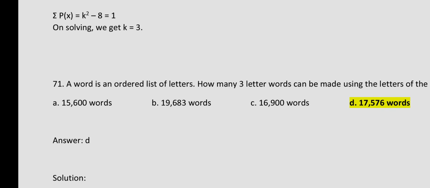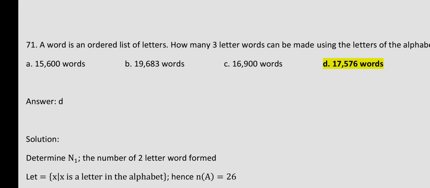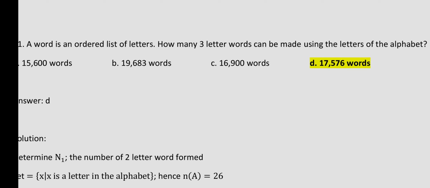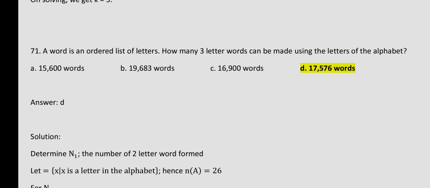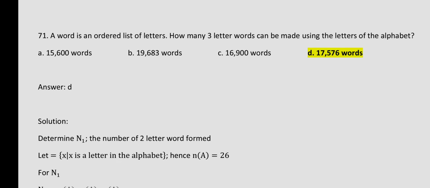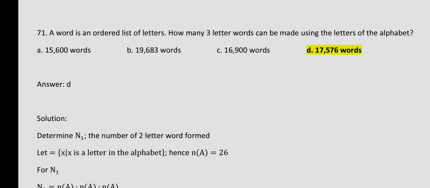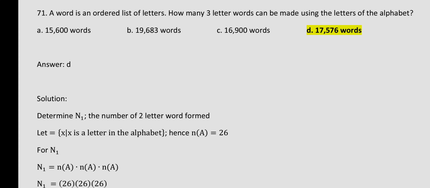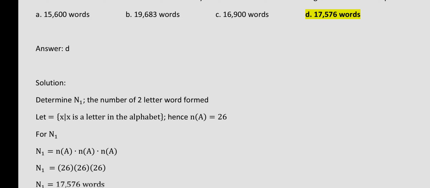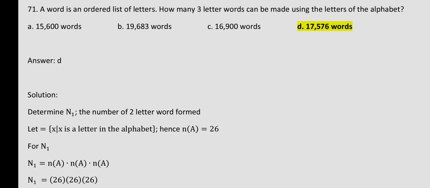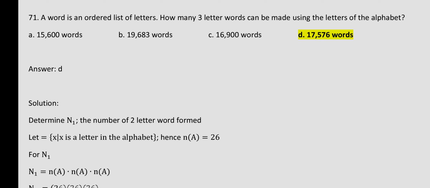Okay, number 71. A word is an ordered list of letters. How many 3-letter words can be made using the letters of the alphabet? So, sagot daw dyan, pag nakita mo yung tanong na yun sa board exam, sagot dyan ay letter D, 17,576 words. Solution, determine n sub 1, the number of 3-letter words formed. Kasi ang tanong dyan, how many 3-letter words?